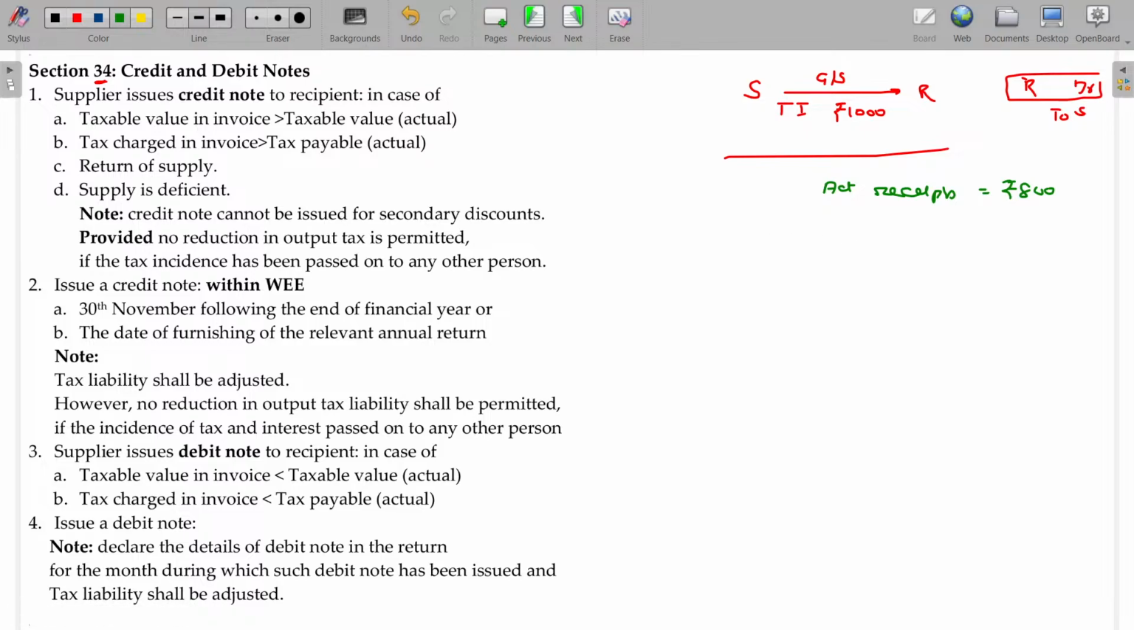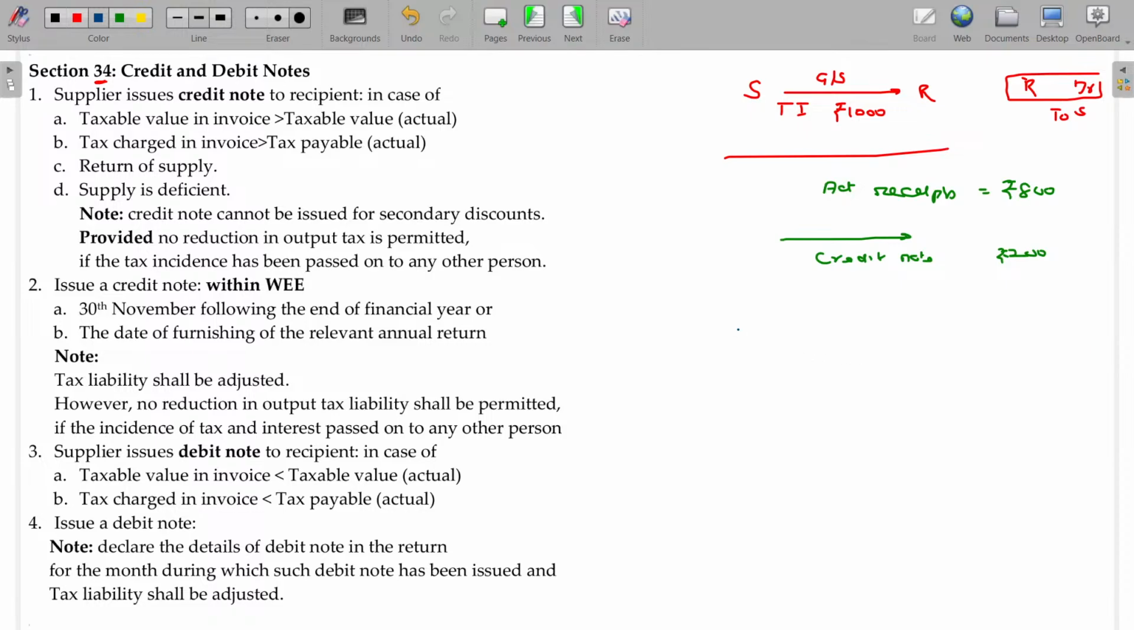So now the supplier sends a credit note from supplier to the recipient. This is called a credit note. For how much? For the 200 rupees. By doing so, the tax invoice value of 1000 reduces to 800.